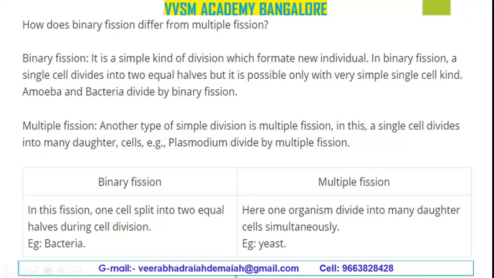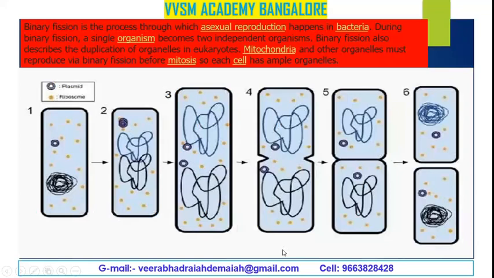So in fission, differentiate between binary fission and multiple fission. In binary fission, one cell splits into two equal halves during cell division, for example, bacteria. And coming to multiple fission, here one organism divides into many daughter cells simultaneously, for example, yeast. Binary fission is the process through which asexual reproduction happens in bacteria. An organism becomes two independent organisms.